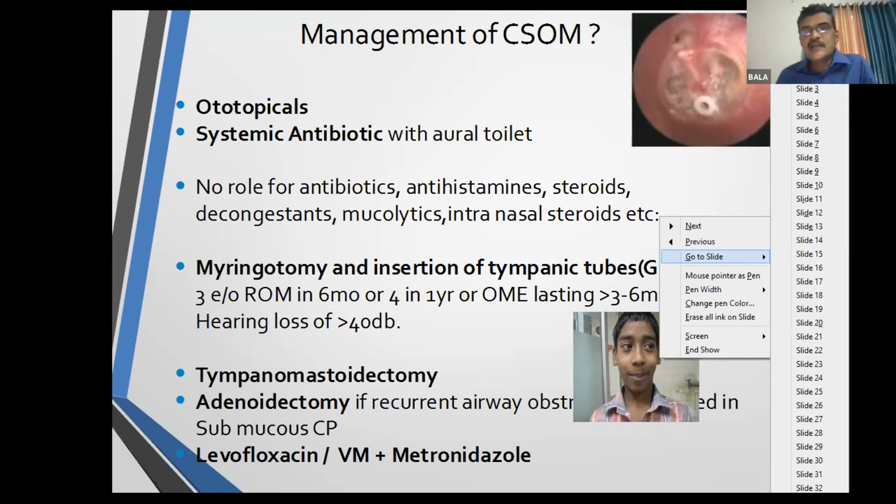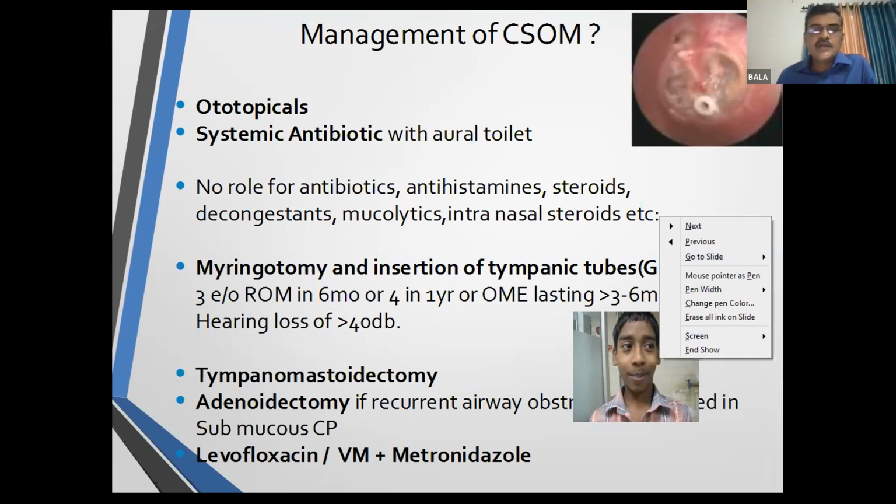And adenoidectomy if there are recurrent airway obstructions, especially, it's better to avoid in submucous cleft palates. Otherwise, you can do adenoidectomy, which gives some protection. And lastly, the antibiotic levofloxacin in some cases of refractory otitis media, when all other antibiotics fail, you can use levofloxacin, and vancomycin and metronidazole also sometimes may be useful in refractory cases. So you want to use systemic antibiotics only if the child is having toxicity. Suppose the child is in CSOM and then suddenly the child becomes toxic, then you may administer systemic antibiotics. The child is having systemic symptoms, the child is toxic.